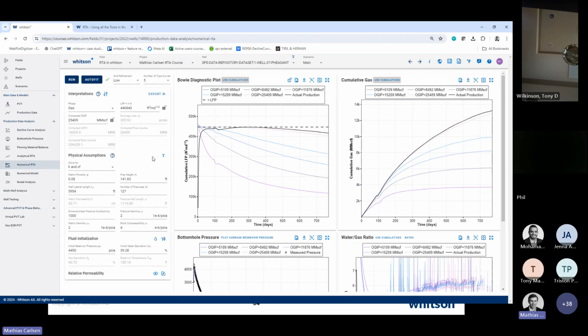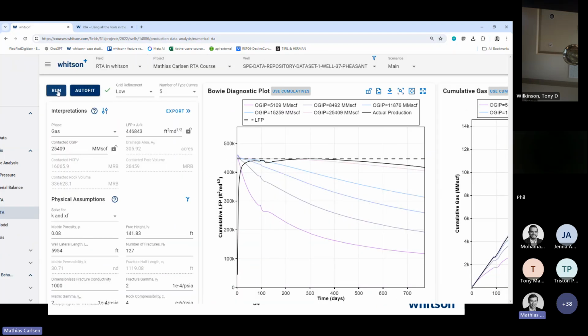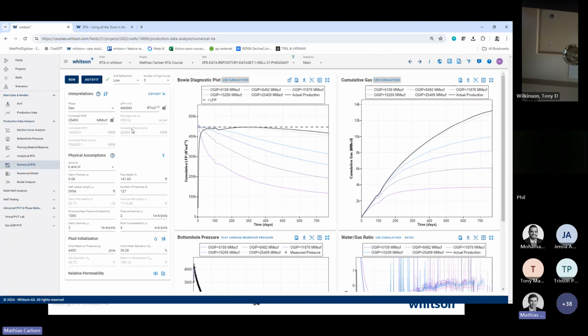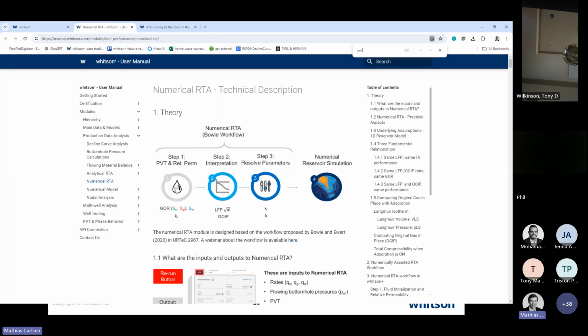And I'm going to go through this a little bit in the same manner as we did with analytical RTA and show you that it's very similar up here. The run button is just where you generate this Bourdet diagnostic plot. And there's a question related to these gamma parameters: what do they physically represent? An excellent question. Let me just cover that.